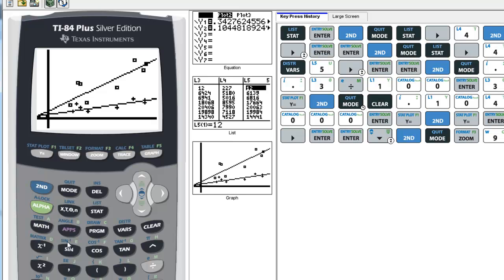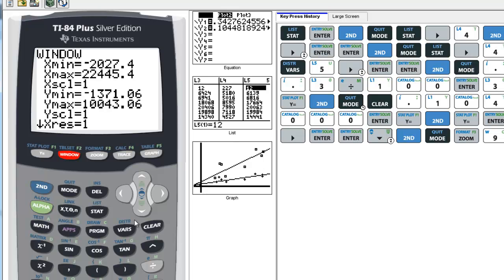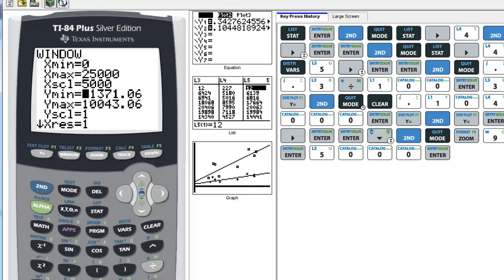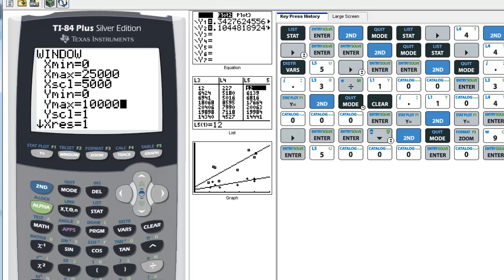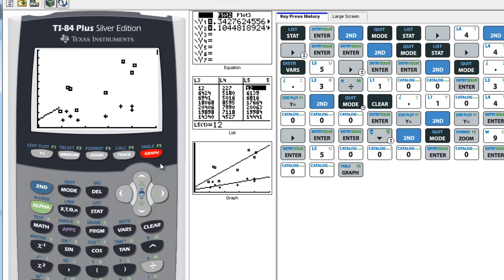Now I think I probably want to clean that up just a little bit. So for the x values, I think I'll go from 0 to, as we did before, 25,000, with a scale of 5,000. And for the y values, I'll go from 0 to 10,000 with a scale of 1,000. Never touch XRes. Here's my graph.